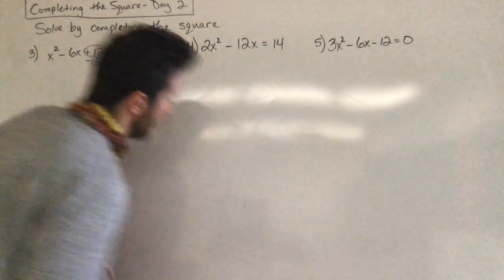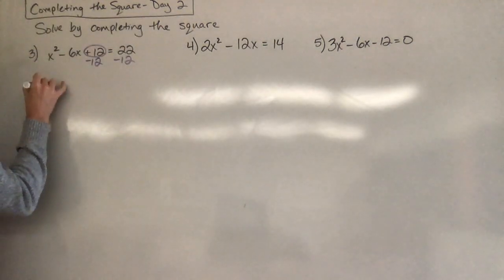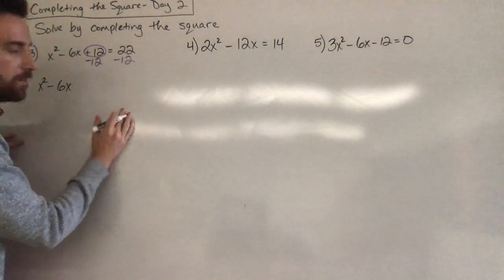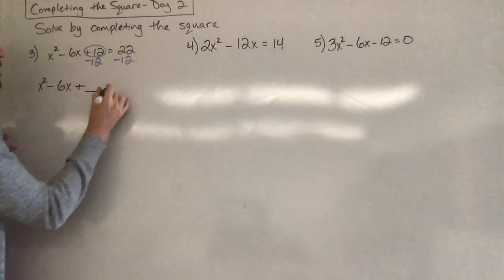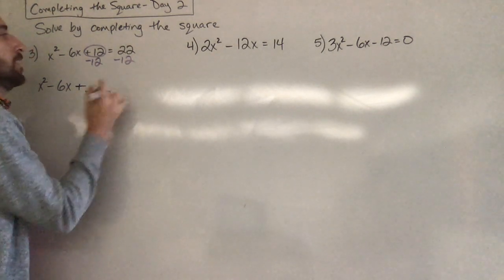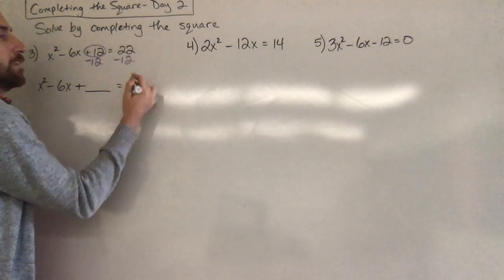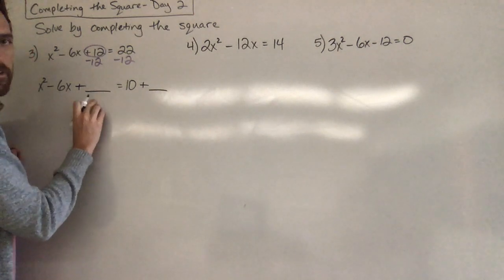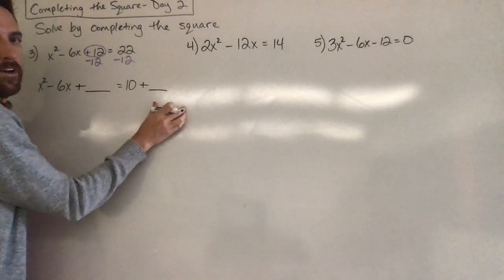When you do that, we will have x squared minus 6x on the left. And remember, we're going to leave a little bit of room, so we'll say plus something, and it's always plus something because when you square stuff, it becomes positive, equals 22 minus 12 is 10 plus whatever we put here, right? If we change one side, we have to change the other.